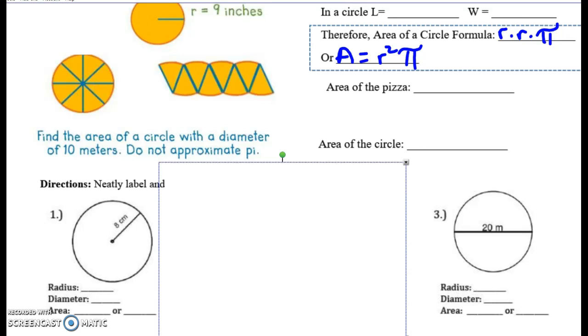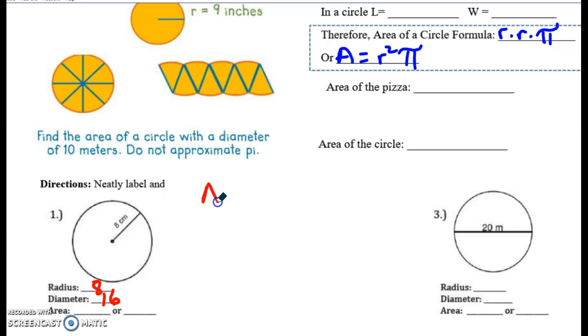When I look at the diagram, it tells me the radius is 8. And I know that's the radius because it only goes from the center to the edge of the circle. So if the radius is 8, that means that the diameter is 16. I have to double it. Now let's calculate the area of the circle. To find the area, I multiply radius times pi. So my radius is 16. 8 times pi. I'm sorry, my radius is not 16. That's my diameter. My radius is 8.